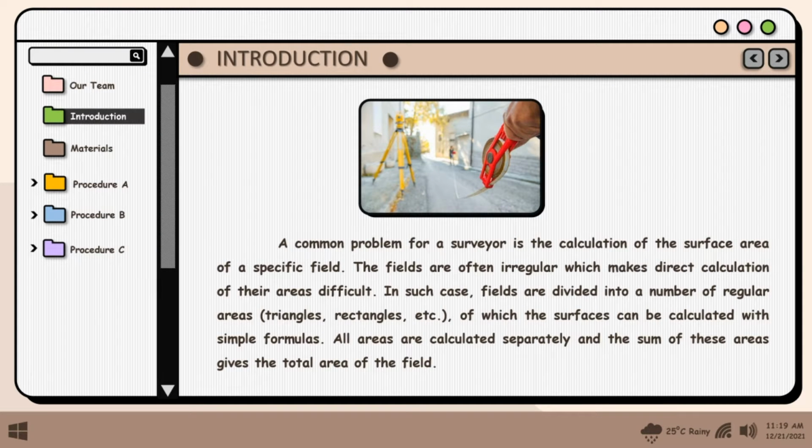Problem for a surveyor is the calculation of the surface area of a specific field. The fields are often irregular, which makes direct calculation of their areas difficult. In such cases, fields are divided into a number of regular areas, triangles, rectangles, etc., of which the surfaces can be calculated with simple formulas. All areas are calculated separately, and the sum of these areas gives the total area of the field.